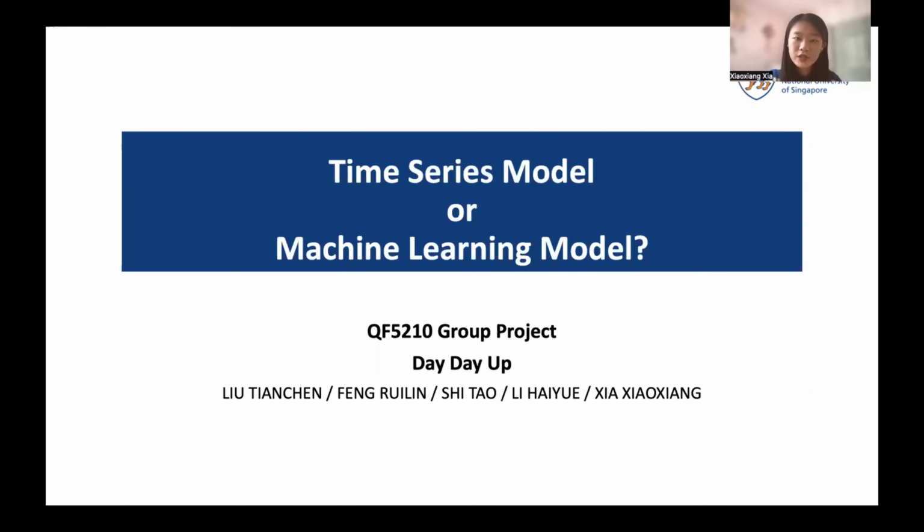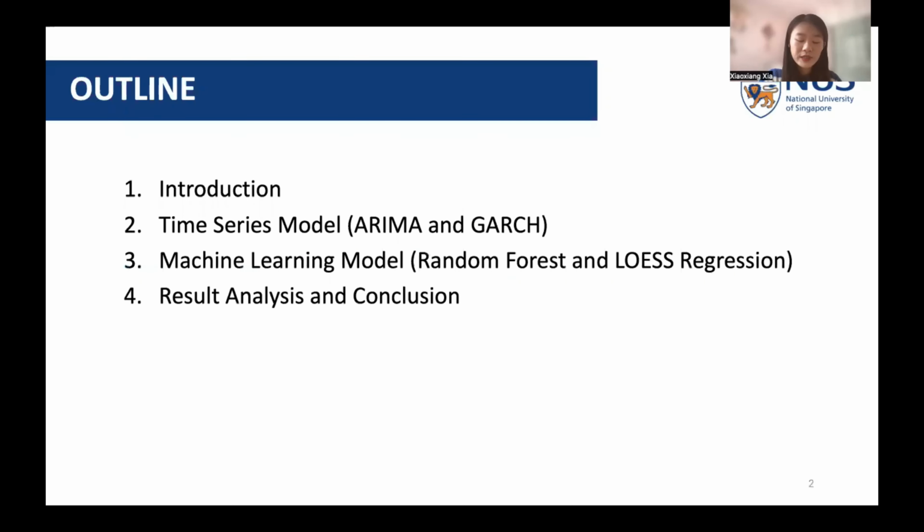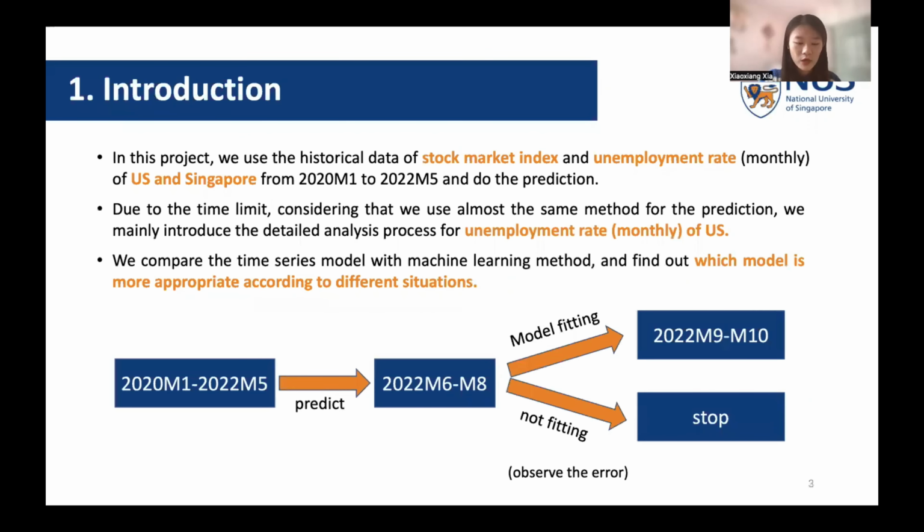Today our presentation topic will be time series model or machine learning model. Our presentation will be divided into 4 parts today. Firstly, I will make a brief introduction about our project, and then my group mates will present the other 3 parts to you. In our project, we choose stock market index S&P 500 for the US and FTSE for Singapore, and unemployment rate of 2 countries as a predictor.